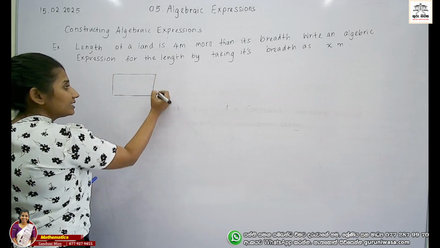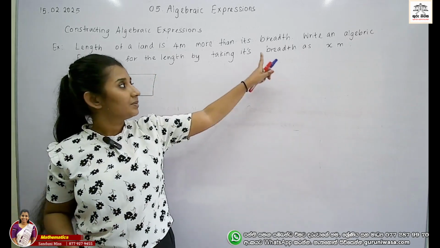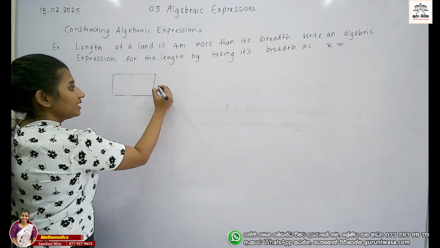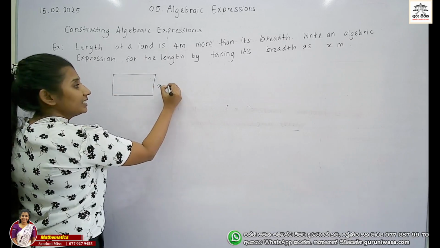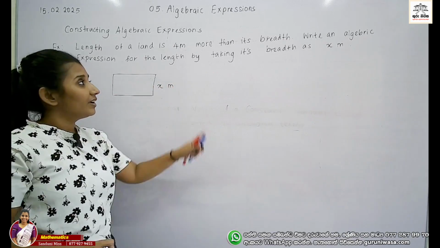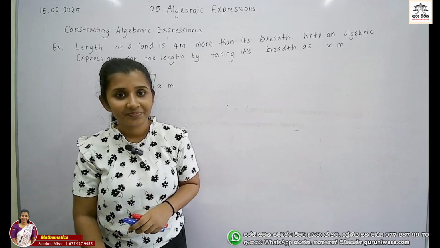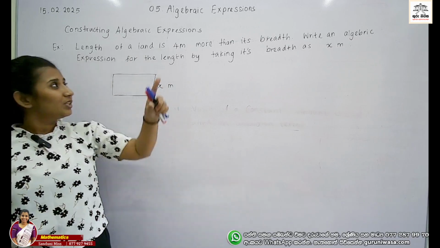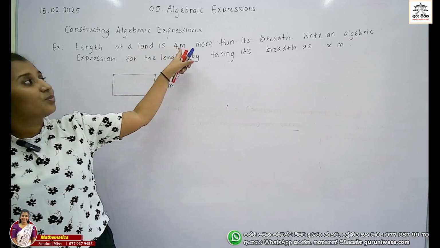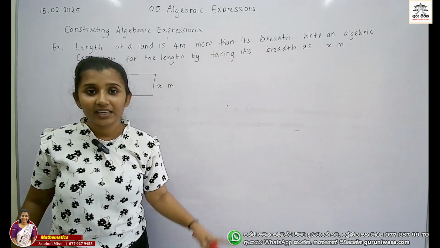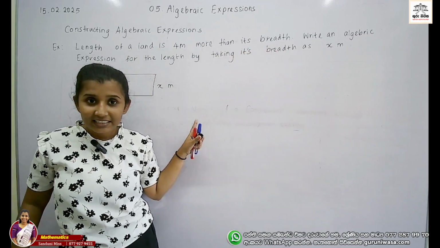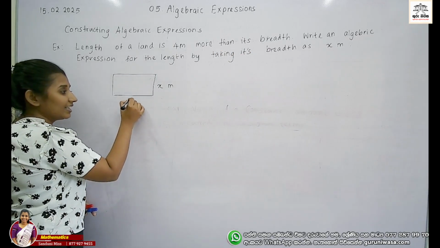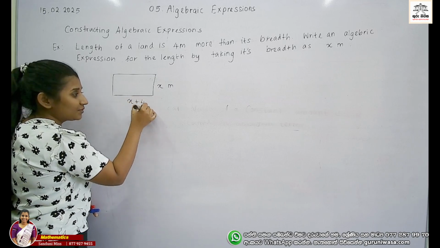What can you say? What is the breadth? X meters. Breadth is x meters. What can you say about the length? Length of the land is 4 meters more than its breadth. Now, if breadth is x, what about the length? Length is plus 4. x plus 4.